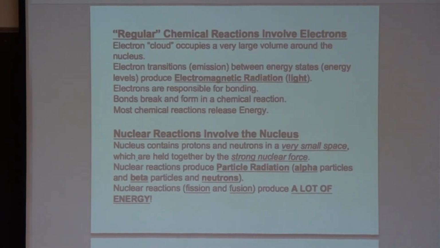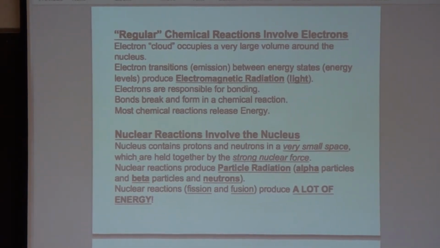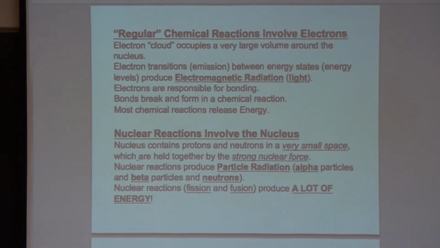So in Chem 1A and Chem 1B so far, we've talked about what we call regular chemical reactions. Those regular chemical reactions involve electrons. We know that the electrons occupy a large volume around the nucleus of the atom. When electronic transitions occur, that's how light is produced. That's electromagnetic radiation. The electrons are also responsible for bonding atoms together to make molecules. When bonds break and form, a chemical reaction occurs. Most chemical reactions release energy. In other words, most reactions are exothermic.